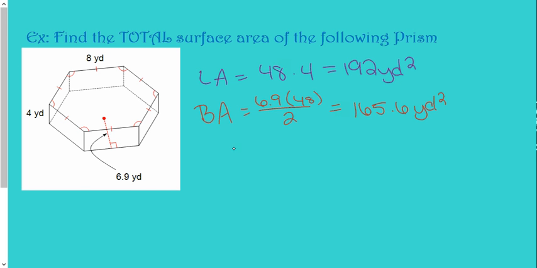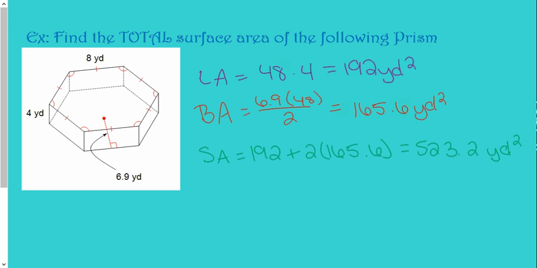So my total area, so my surface area, is equal to my lateral area of 192 plus 2 times my base area, which is 165.6. And I get 523.2 yards squared.